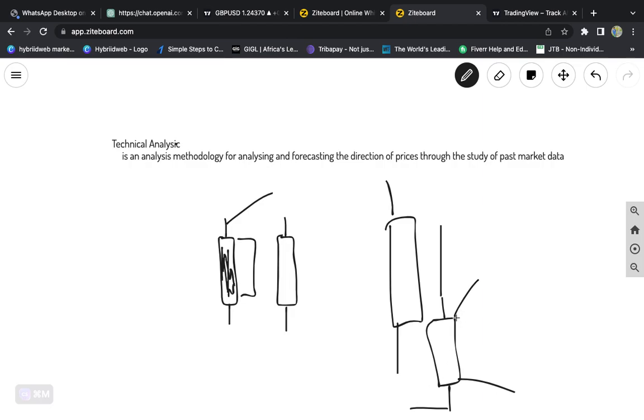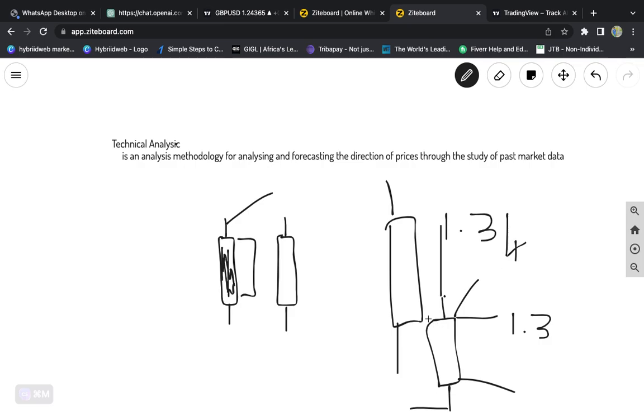The market opened at this price, let's say $1.3, right, at this range. So it went up to this zone, which is, let's say, 1.34, right?